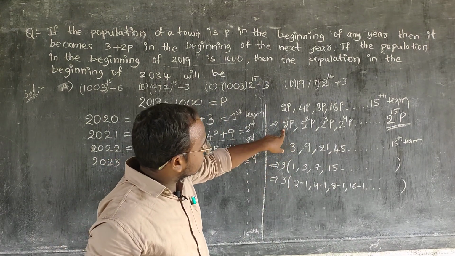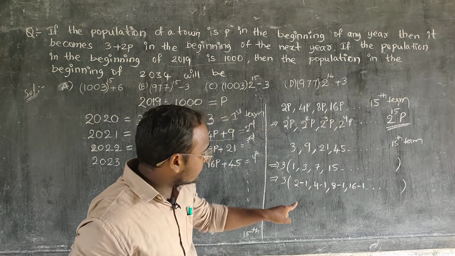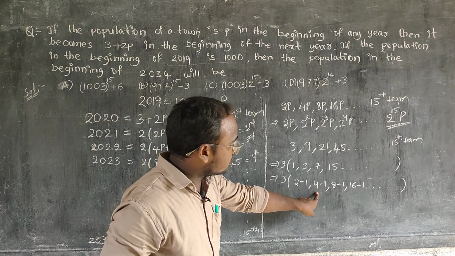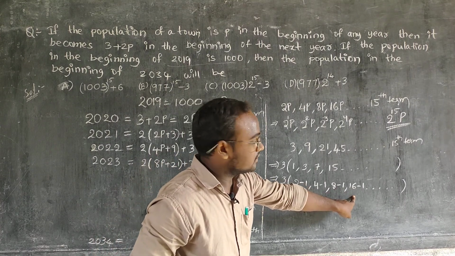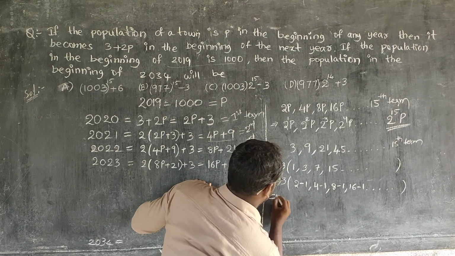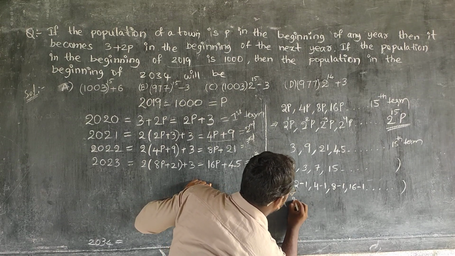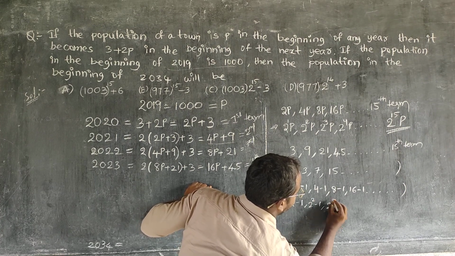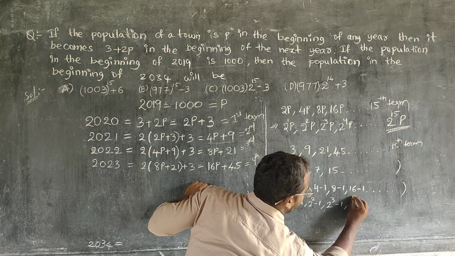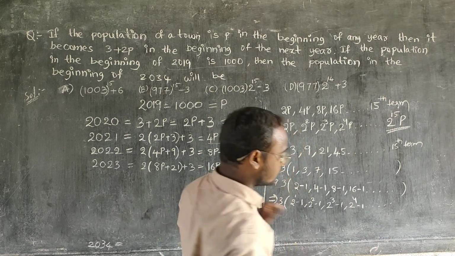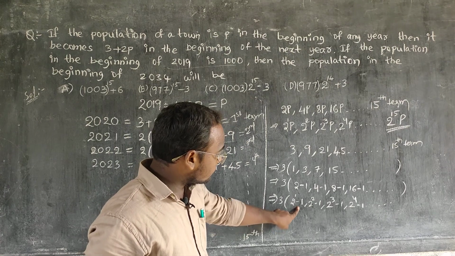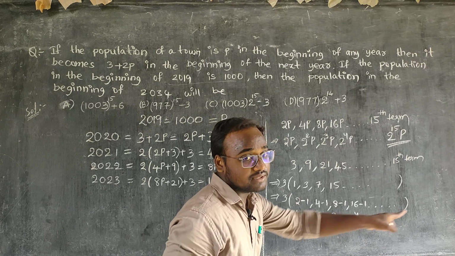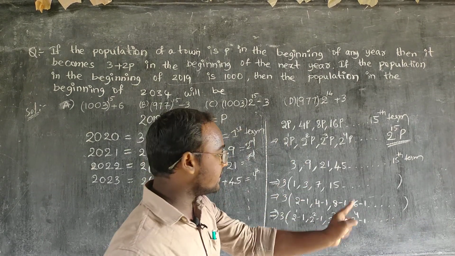That means the same here: 2, 4, 8, 16, here also 2, 4, 8, 16. Okay, that means 2 to the power of 1, 2 to the power of 2, 2 to the power of 3, 2 to the power of 4, like this. That means 2 to the power of 1 minus 1, 2 to the power of 2 minus 1, 2 to the power of 3 minus 1, 2 to the power of 4 minus 1. The 15th term is what? First term is 2 to the power of 1 minus 1, second term is 2 to the power of 2 minus 1, third term here, fourth term here, then the 15th term is 2 to the power of 15 minus 1. Okay.